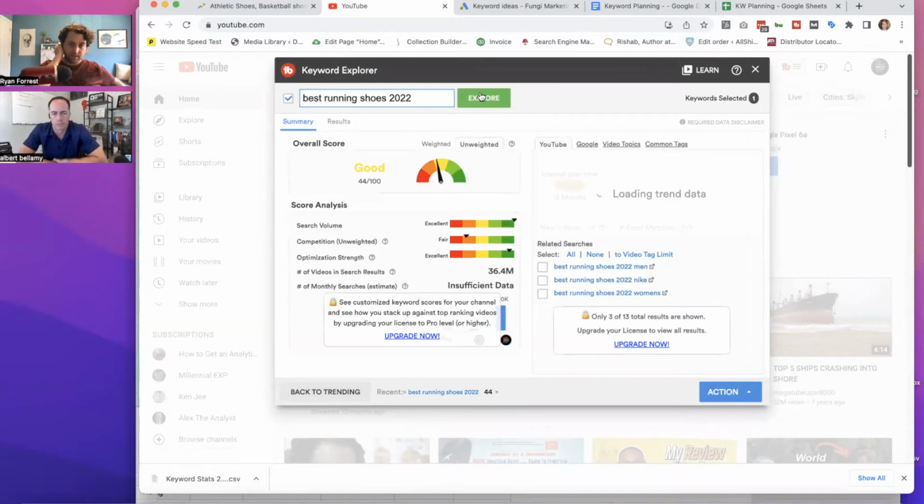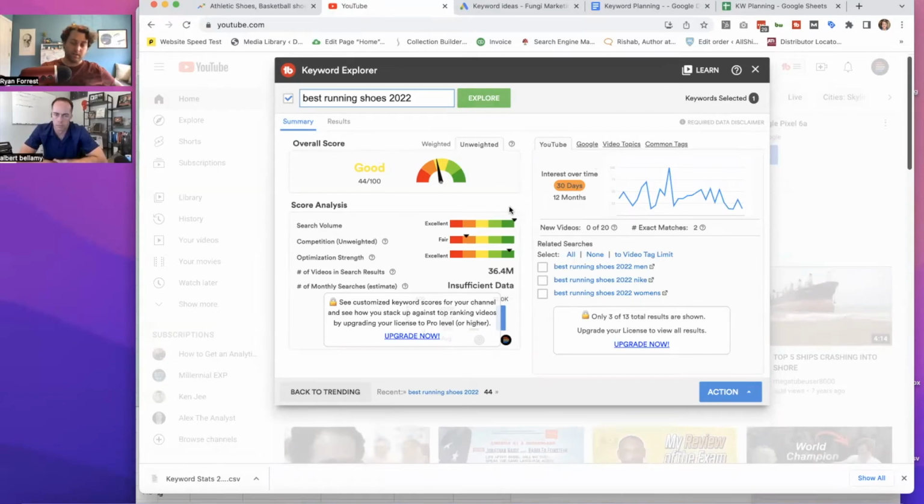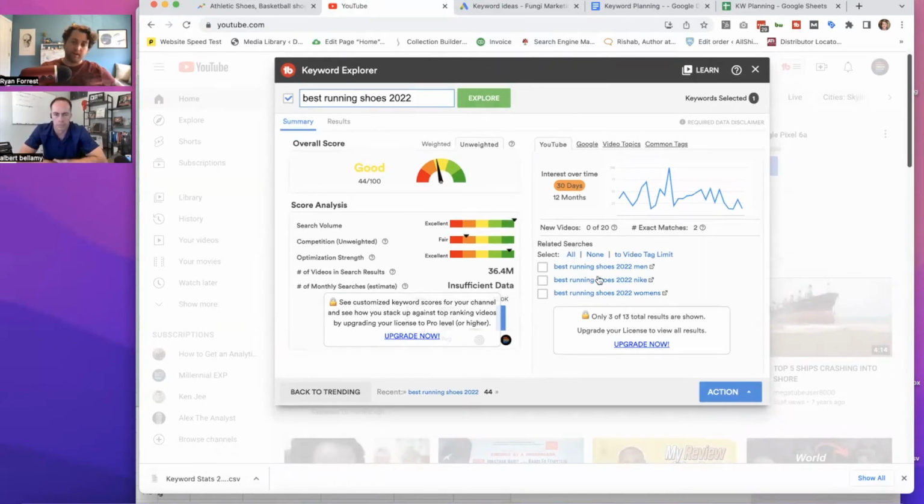What TubeBuddy is going to do is show you a few different rating scales. The first one under the score analysis is search volume. Based on the average of these different things, it's going to tell you if it's a good topic to write about. And then they've got breakout topics here: best running shoes 2020 men, Nike women, stuff like that.